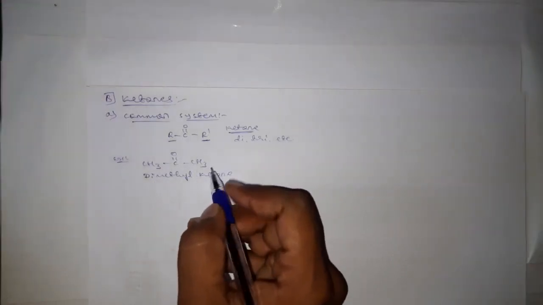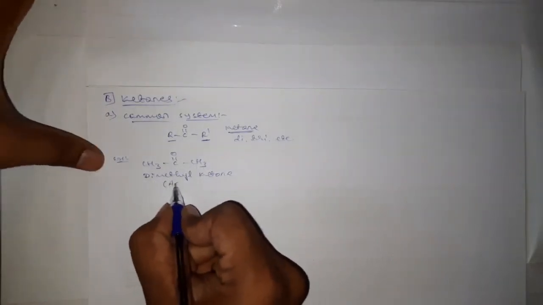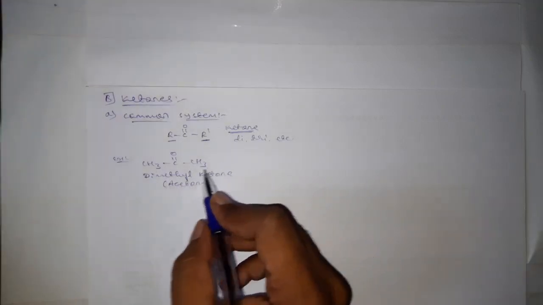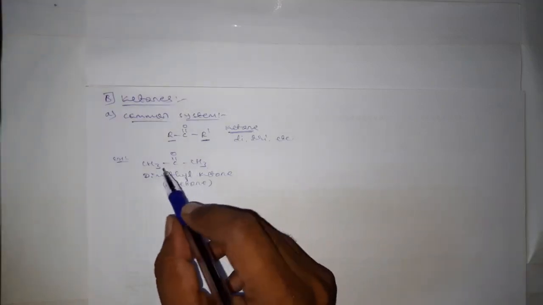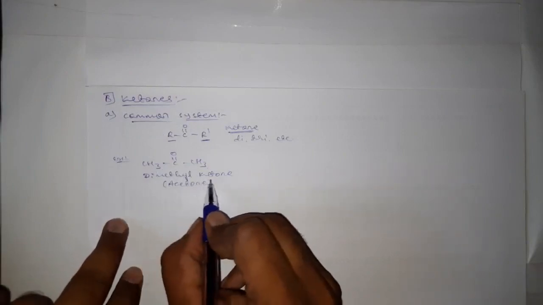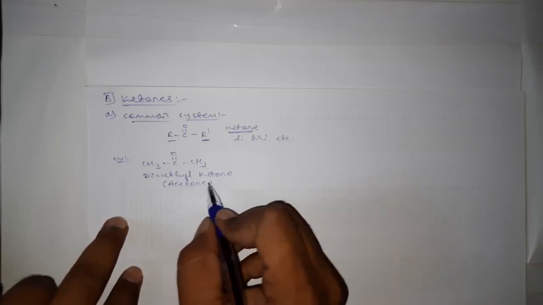And it is well known as acetone. Everywhere we are naming this one as acetone. The common name is what? Dimethyl ketone, and the other name is acetone.